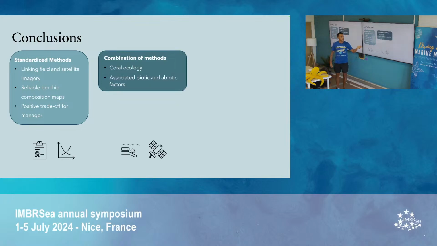Additionally, this also helps us to highlight the combination of methods. So again, we can see that the maps help us pick up some of that benthic composition and how it's changing, but we can also look at finer scales and understand why these things are changing. So we can look at the coral ecology again, and some associated biotic and abiotic factors, so we can look at carbonate budgets, predation, and all these things that can help us understand more why the satellites are picking up what they're picking up.